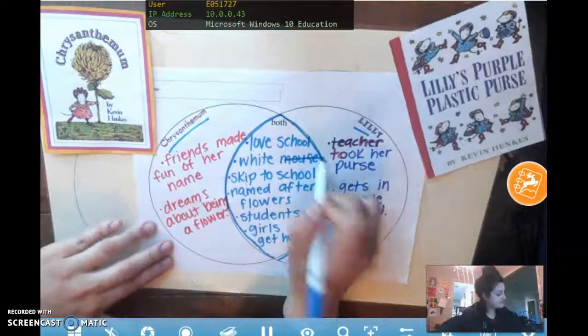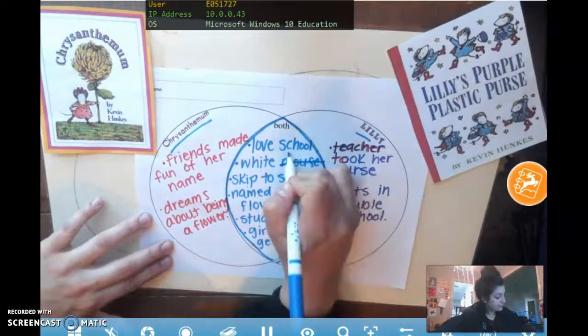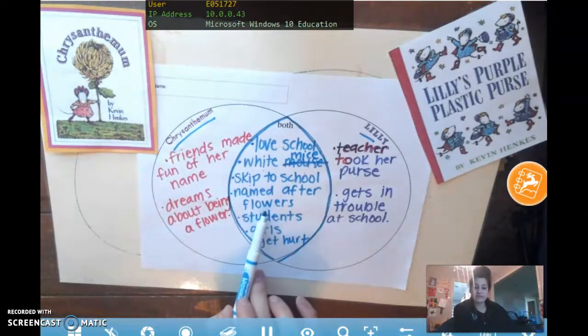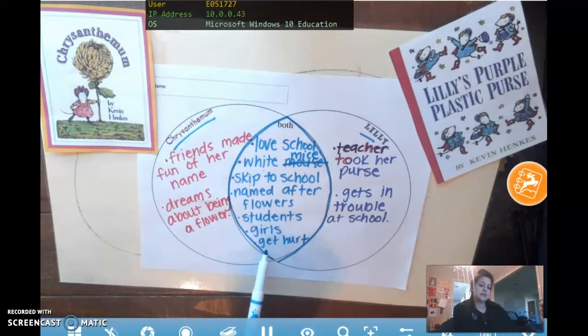I'm going to change this. This is bugging me. Make it plural. White mice. They're both named after flowers. They're both students because they go to school. They're both girls. And at some point in the story, they get hurt, which is where the problem comes from. They get hurt from that.